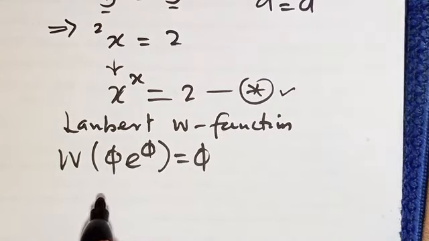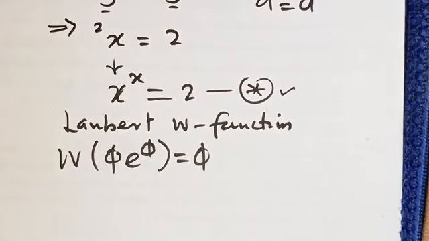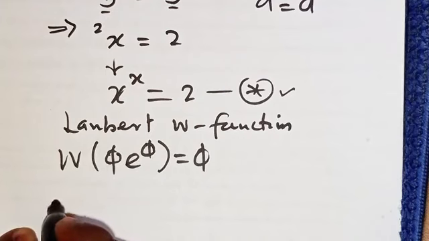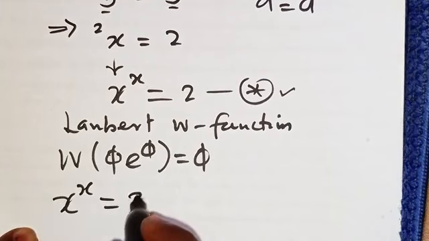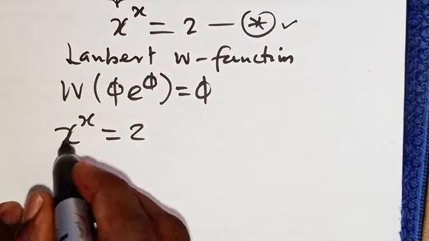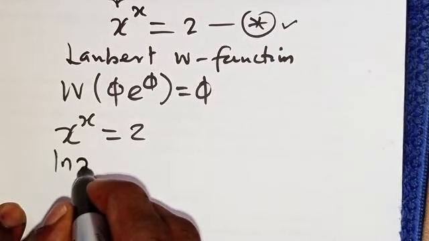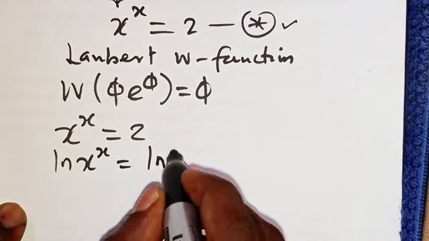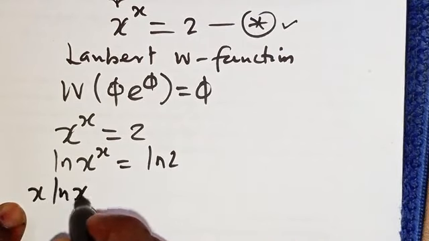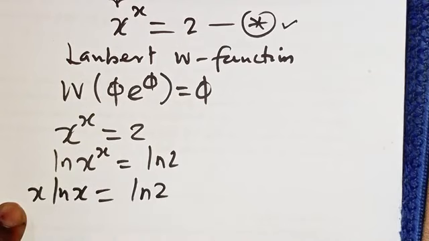Now, having it like this, we are going to start from here. We have x to the power x equals 2. I can take the logarithm of this equation by taking the ln of x to the power x equals ln of 2, right? From there, this x will come down. We have x ln x equals ln 2, right?